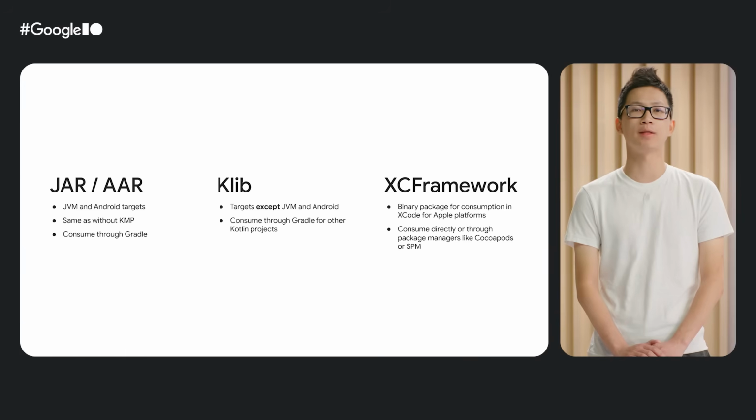KMP supports publishing libraries in several different binary formats. For Android and iOS, we care about these three: Java archives, Android archives, and KLibs. For the first two, nothing has changed. You can consume them in Gradle and use them just as before. KLibs are a new archive format introduced by Kotlin for non-Android and non-JVM targets, such as the Kotlin native target for iOS.